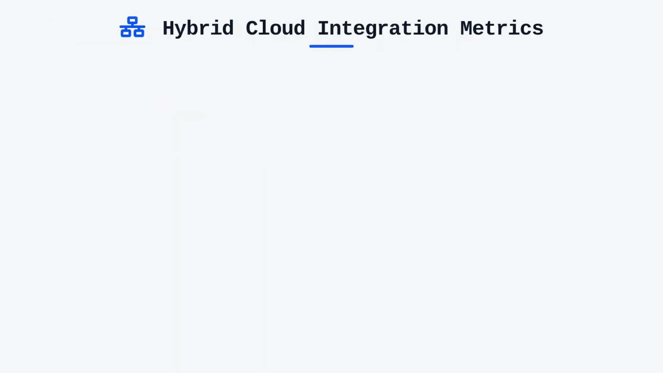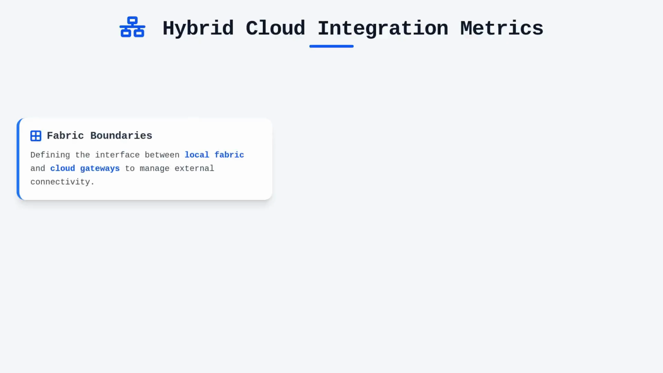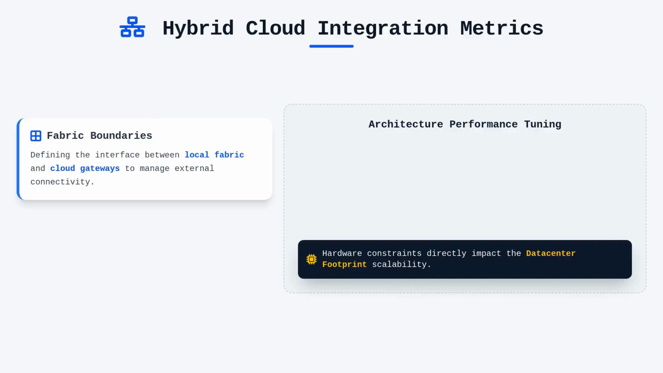Integration metrics play a critical role whenever you are tasked with connecting your local fabric to external hybrid cloud services. The exam will test your ability to define the boundaries of a fabric, specifically how it interfaces with gateways that provide connectivity to cloud providers. You must consider the architectural constraints inherently imposed by the physical hardware and how these choices affect the scalability of your entire data center footprint.